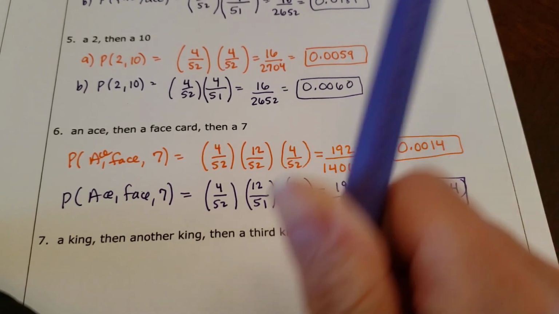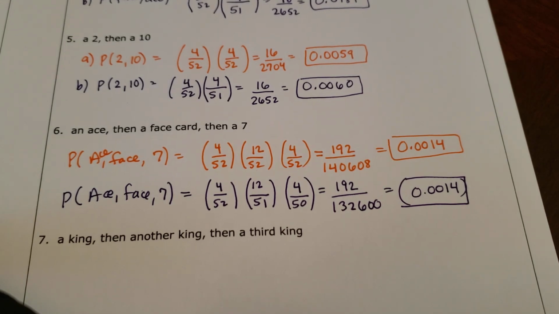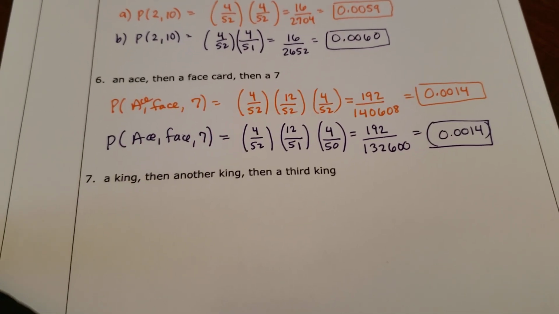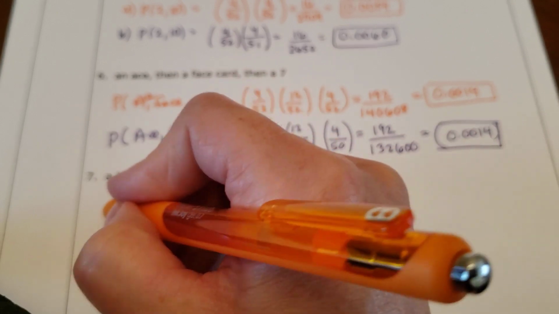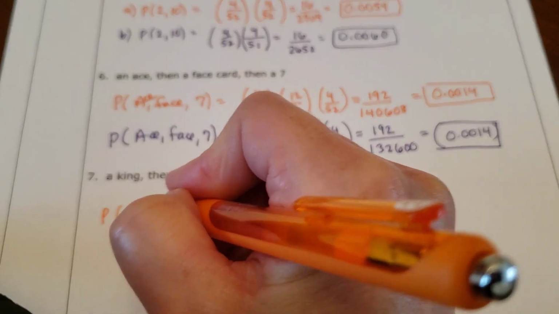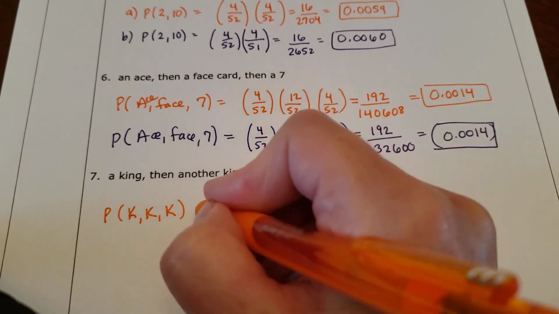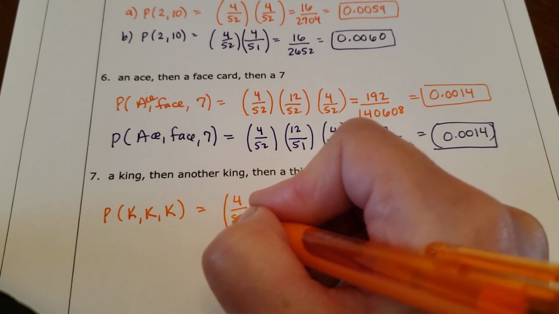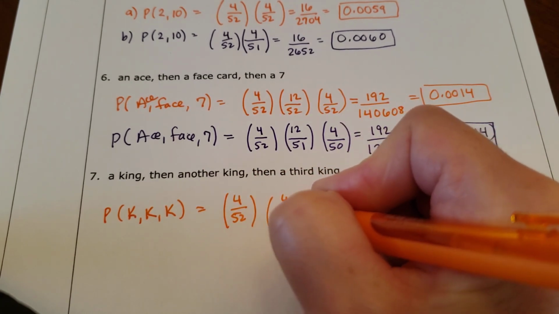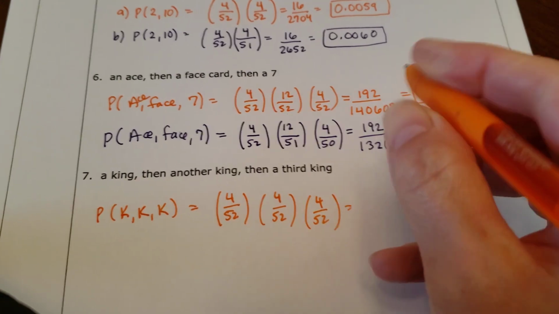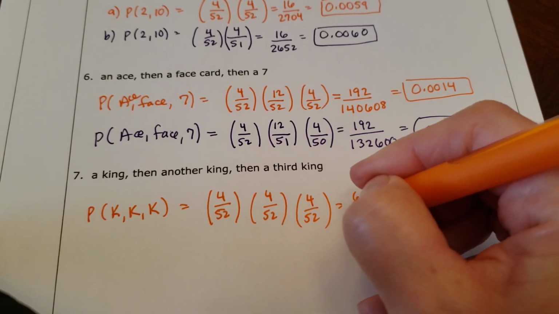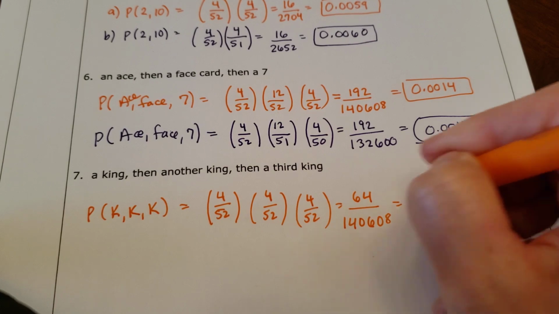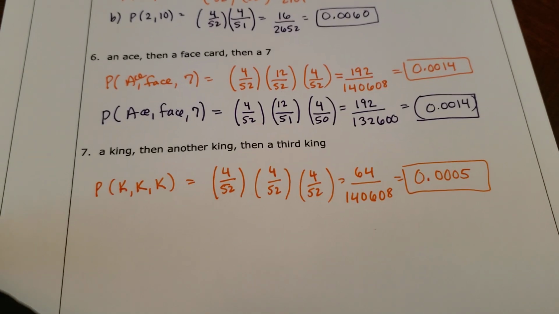Whoops, that's supposed to be a box. All right, so this last one, we want the probability of a king, then another king, and then another king. As you can probably figure out, this is going to be almost impossible. Your number is going to be very, very small. So putting it back every single time, 4 kings out of 52. We put it back. 4 out of 52. We put it back. 4 out of 52. So that's going to leave you with 64 over 140608, which is 0.0005.